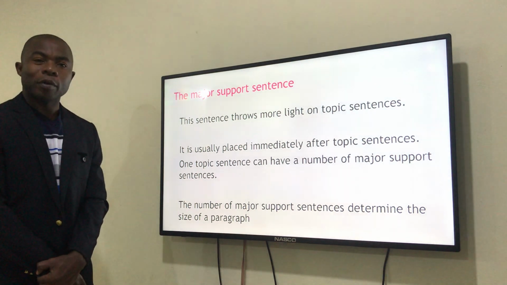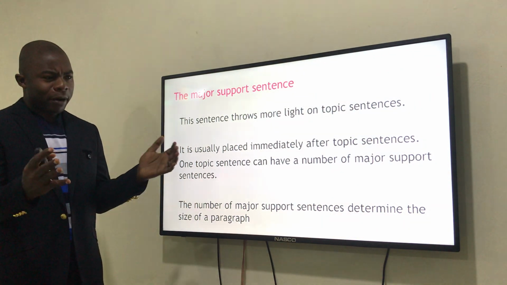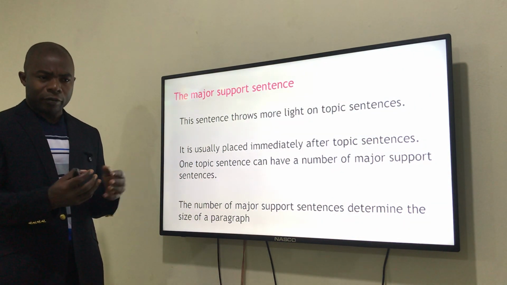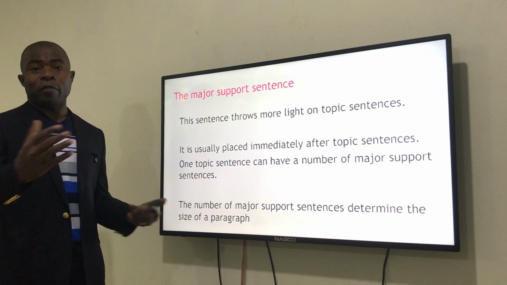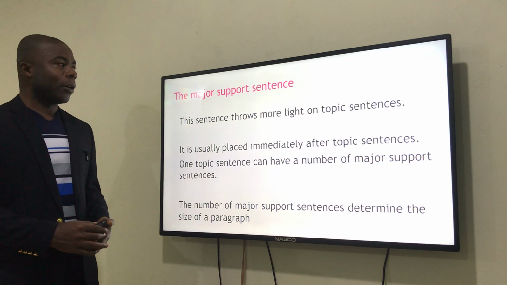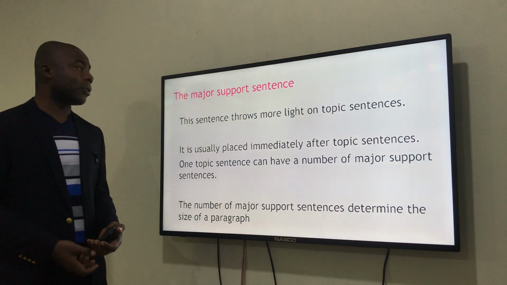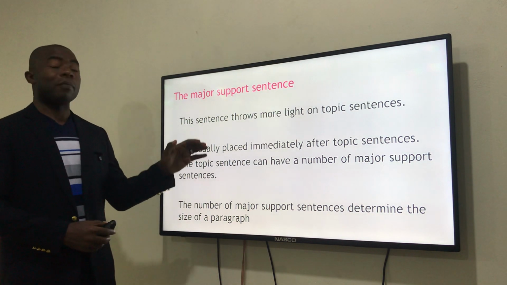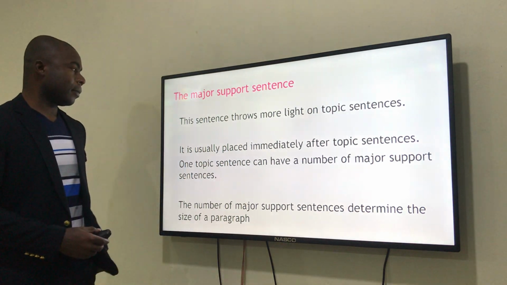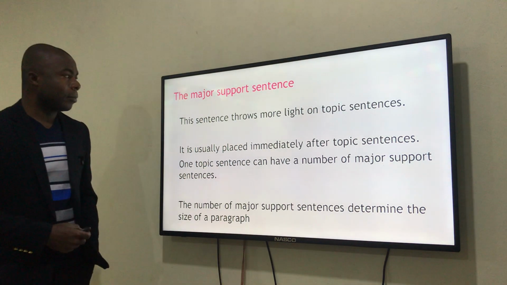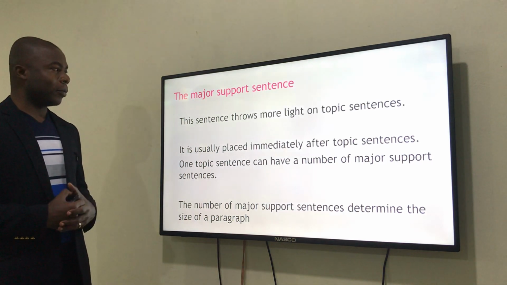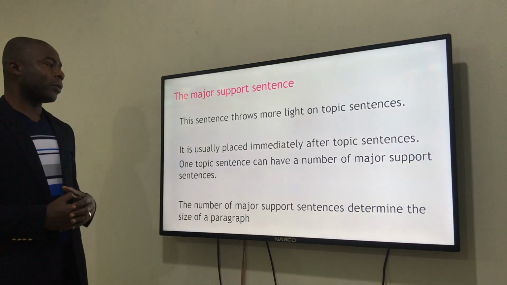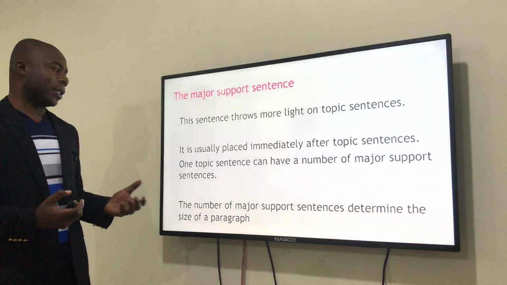The major support sentence. So a paragraph really is a building block, made up of smaller units of sentences. So we've seen the thesis statement, the topic sentence, now we are on the major support sentence. What is it? Of course, you can take from the note, it does a lot of work. It's a major, it's powerful. So this sentence throws more light on topic sentences.